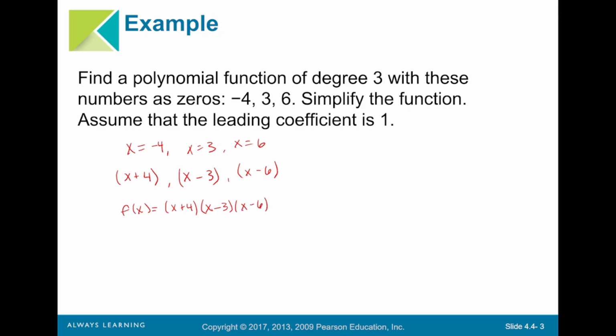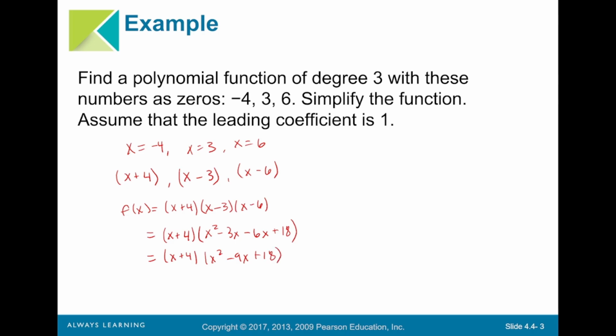And now to simplify the function, which is what Pearson expects, we actually need to multiply out this function. So what we're going to do is multiply out the last two terms. We're going to leave that first term here for now. Now let's FOIL out these two terms. We get x squared minus 3x minus 6x plus 18. That gives us x plus 4 times x squared minus 9x plus 18.